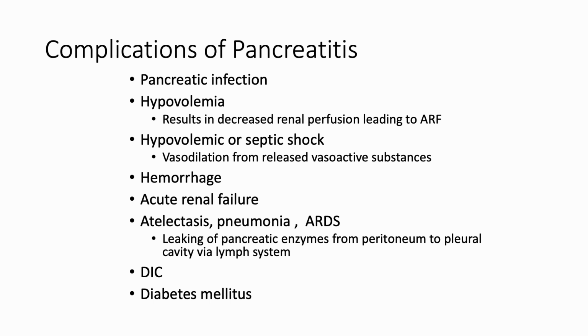You're monitoring for hemorrhage. There's release of necrotic tissue and enzymes which alter the patient's coagulation. So you want to monitor them for hemorrhage. You want to monitor for the acute renal failure that I spoke about. Also atelectasis, pneumonia, and then moving into ARDS. There are pancreatic enzymes which can leak and go from the peritoneum up into the pleural cavity via the lymph system. So it is a complication of pancreatitis for your patient to have either a pleural effusion or atelectasis. So you have to be aware of that and have that in your mind to think about.